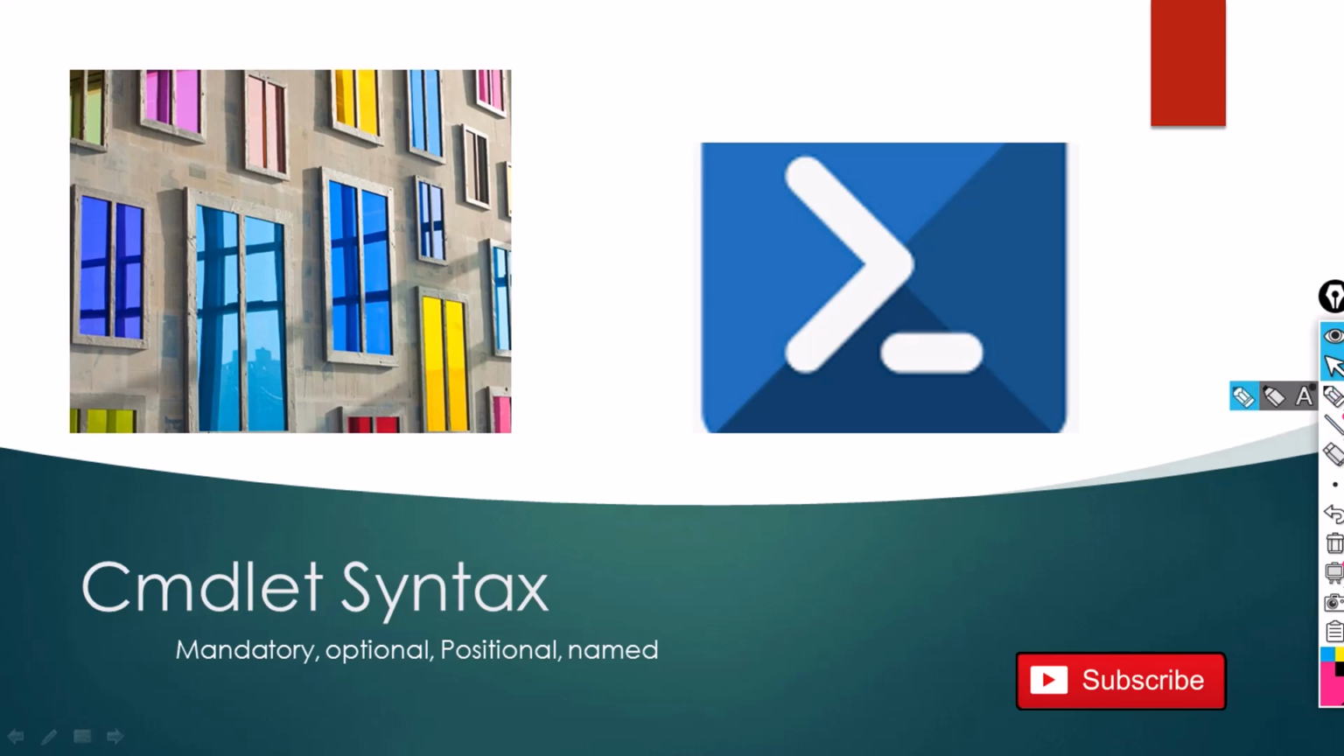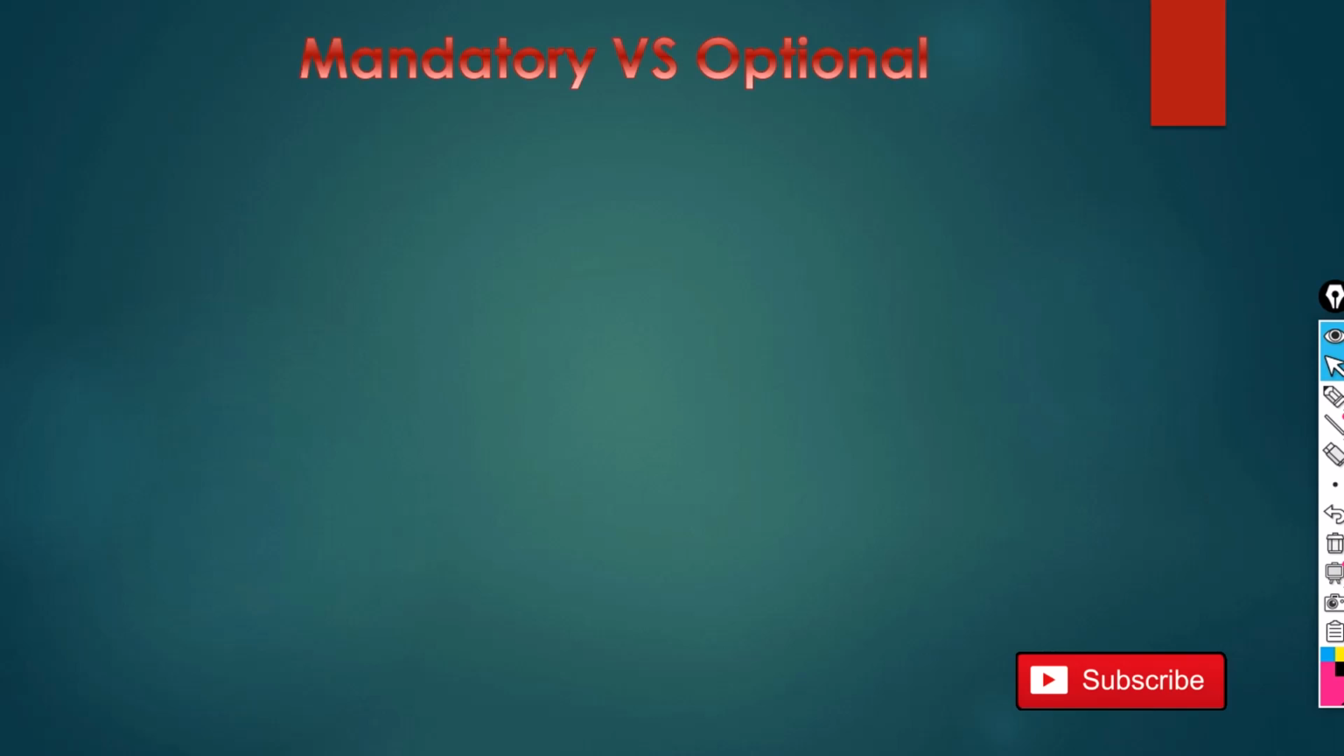So in this video we're going to discuss mandatory parameters, optional parameters, positional, and then named parameters. I'm going to take one step at a time to explain all of these concepts, which are part of the PowerShell syntax style. So let's dig deep into what these mandatory, optional, positional and named parameters are all about. Let's understand these terms in general terminology.